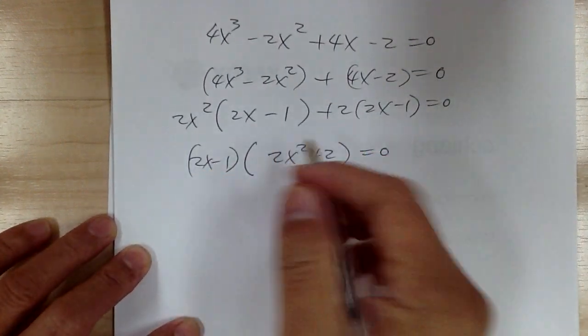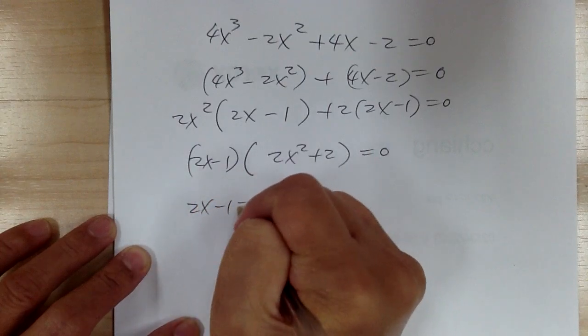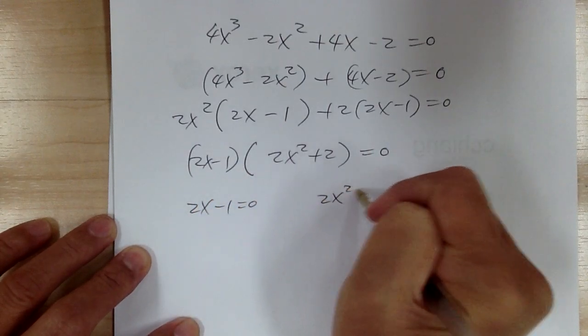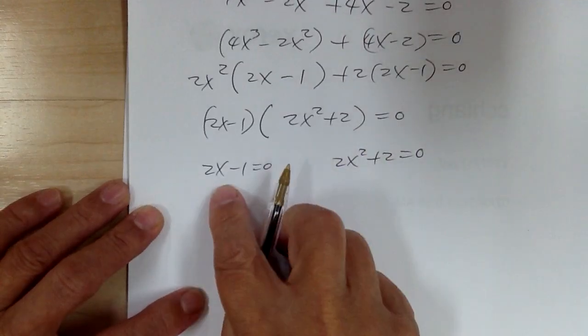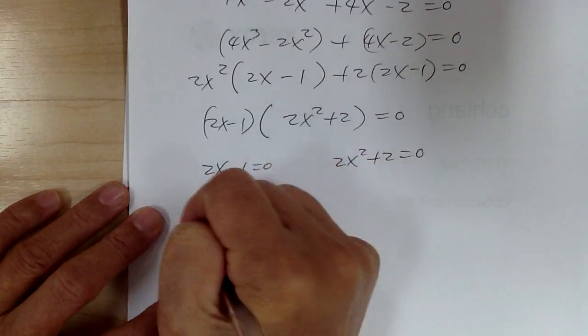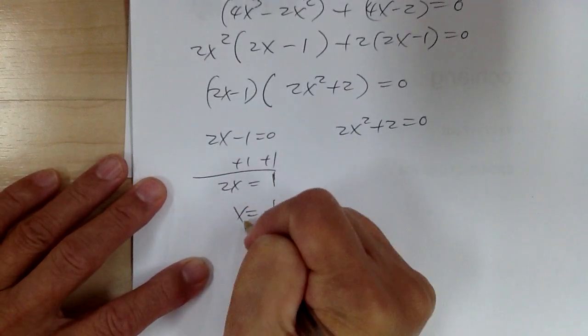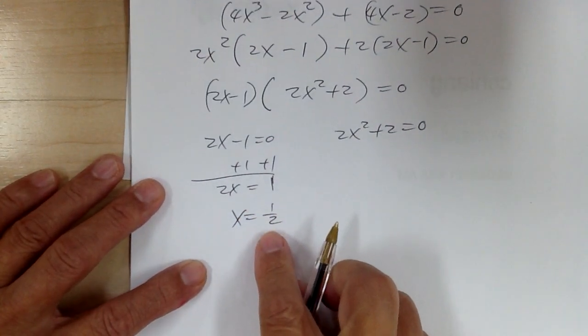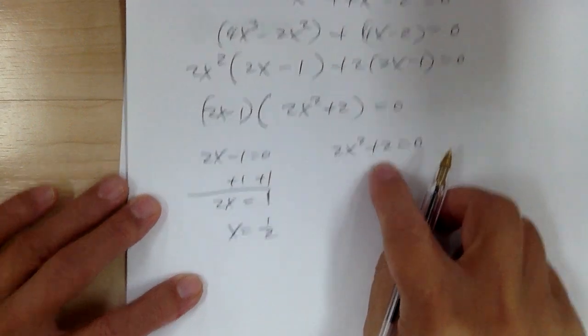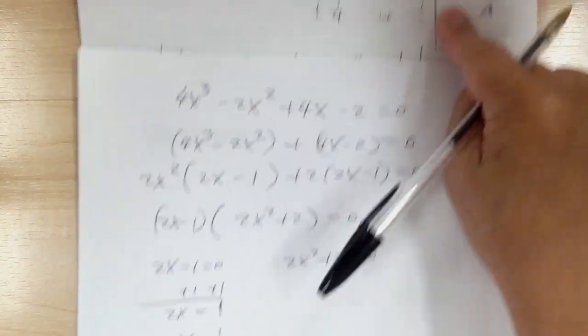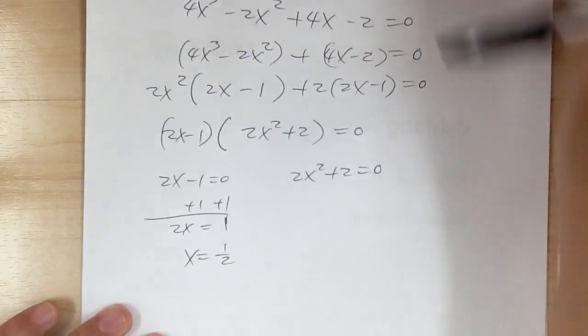Then from here you can set each factor equal to 0. So 2x minus 1 equal to 0, and 2x squared plus 2 equal to 0. From here you can go and solve, and you get x equal to 1/2. So this is the second of the double root. Because from here we got 1/2, right? So from here you get 1/2.